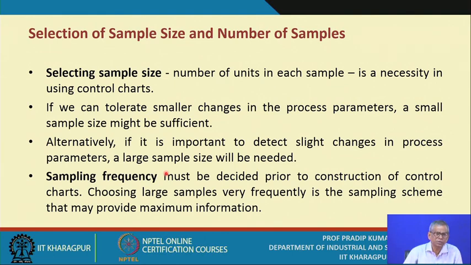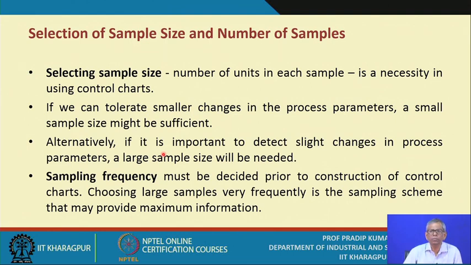Sampling frequency, that means the number of samples to be considered for constructing a control chart, must be decided prior to construction of the control charts. This point I have already emphasized. Choosing large samples very frequently is the sampling scheme that may provide maximum information. That means it should be as many as possible.